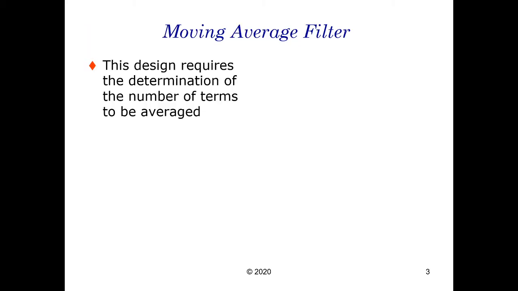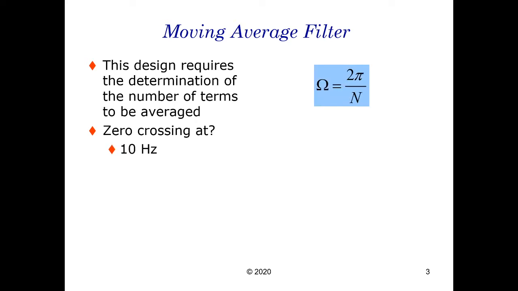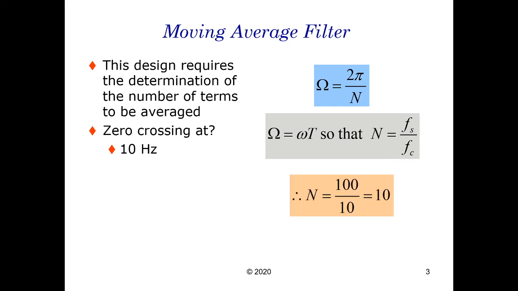So for the moving average filter, this basically means we need to make sure that we have the number of terms that is required to be averaged. And the zero crossings in this case will be at 10 Hz, because capital omega denoting these zero crossings is equal to 2 pi on N, and we can rearrange this so that we can get N equal to fs, our sampling frequency, divided by fc, which is going to be our cutoff frequency. So as such, N is just going to be 100 divided by 10.